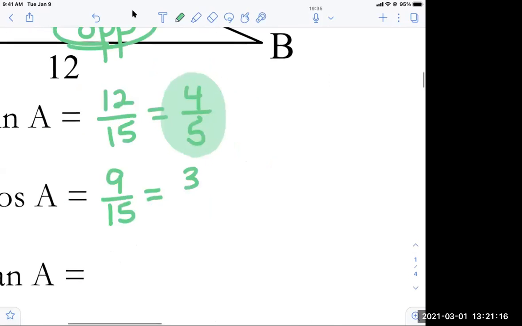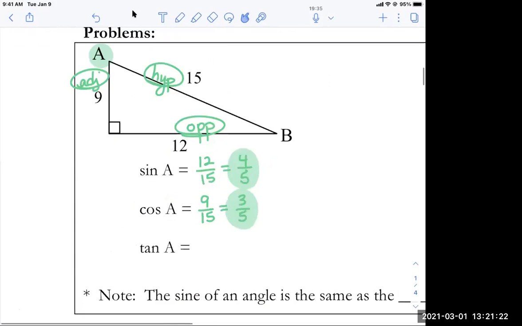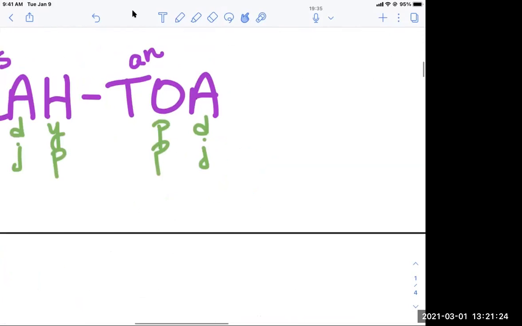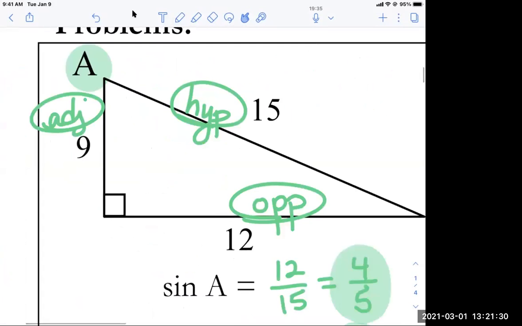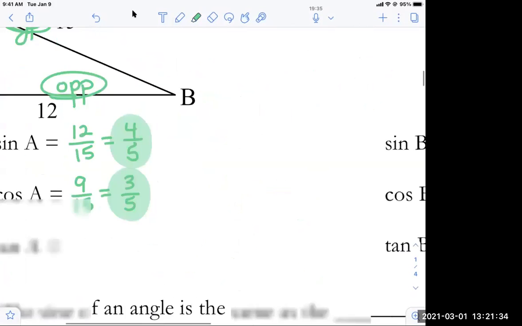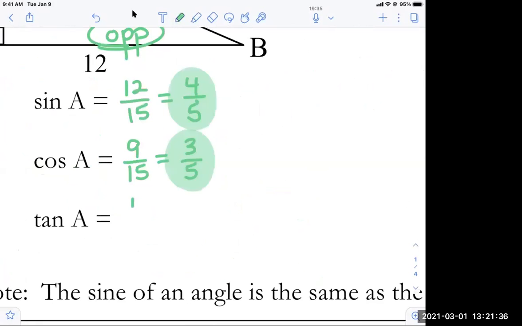Okay, take out a 3, so it's 3 over 5. All right, and then for our tangent, tangent doesn't use the hypotenuse. Tangent is opposite over adjacent. So tangent is going to be the opposite over the adjacent, which will be 12 over 9. Okay, take out a 3, 4 over 3.